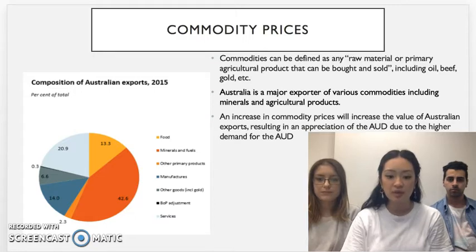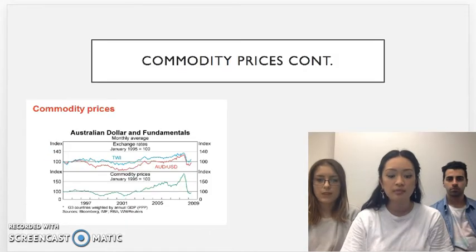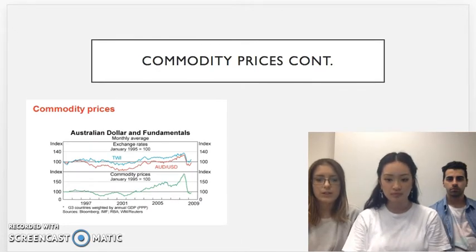An increase in commodity prices will increase the value of Australian exports, resulting in an appreciation of the Australian dollar due to the high demand for the Australian dollar. However, despite the appreciation, trading partners cannot turn to other suppliers because commodity prices are constant worldwide. It can be seen that the trends of the TWI for the Australian dollar against the US dollar exchange rate and the commodity prices are extremely similar.